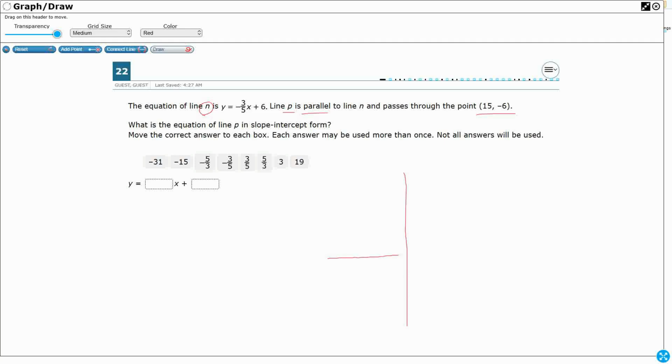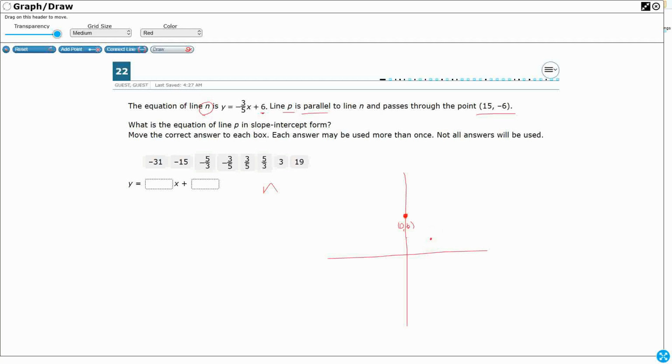So let's do a quick sketch. This is not going to be perfect. This is just going to be a rough sketch. Let's do line N, and I'll do that in red. So negative 3/5 x plus 6. So here's my 6, and this is going to be my 0, 6. And I know that's my y-intercept because that's in that B position. And then my slope is negative 3/5, so it's going to go down from left to right. And for every 3 units down, it's going to go over about 5 units. So let's call it right here.